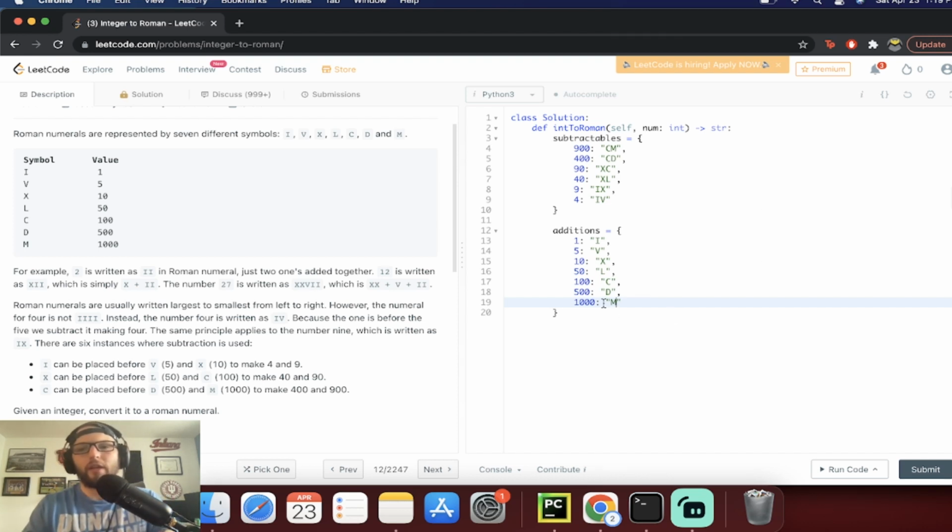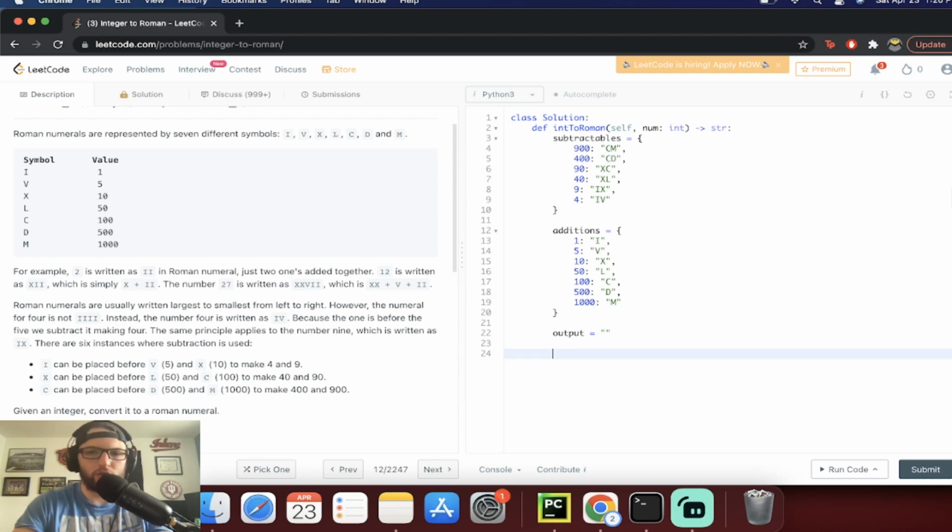Okay, so here we have a number. We're just going to say while num is greater than 0, we're going to have a string. We're going to say output equals that. Okay.